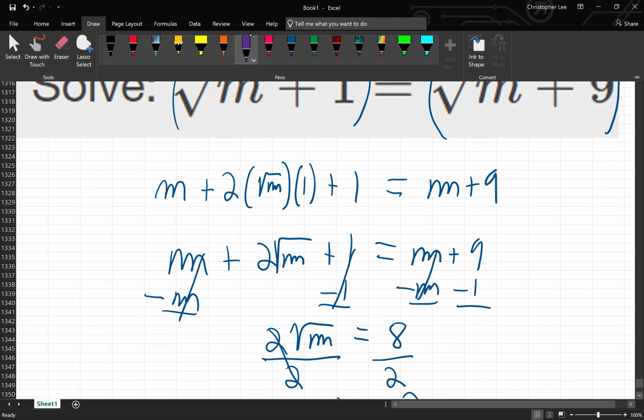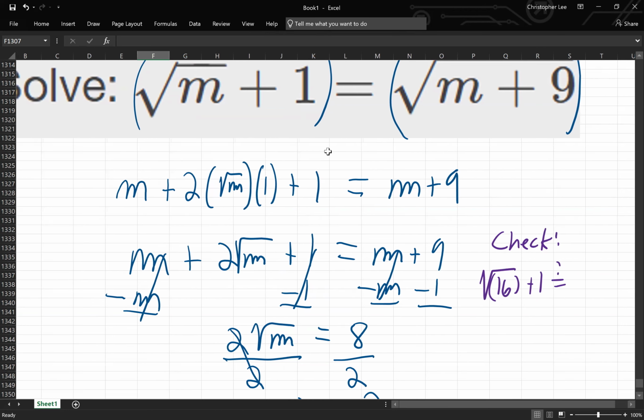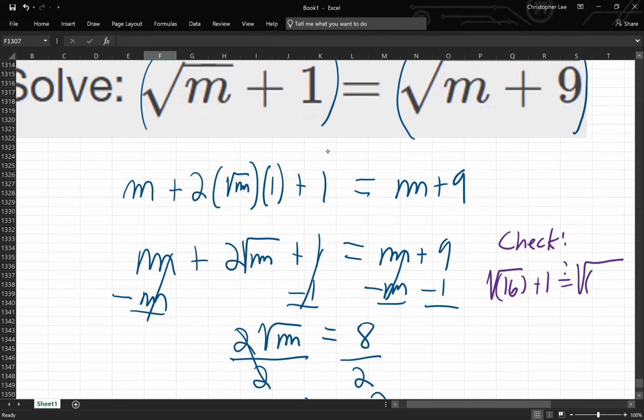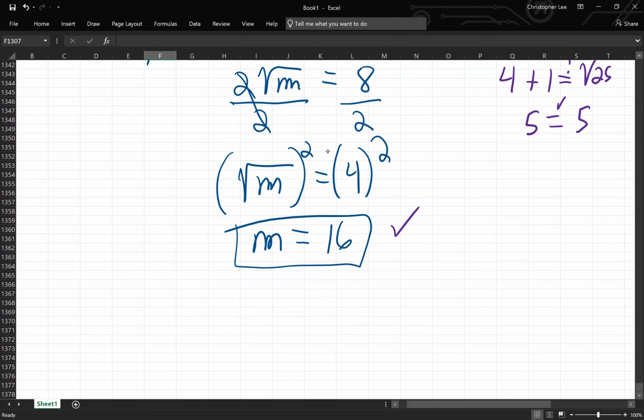All right? Let's check it. I want to know if the square root of 16 plus 1 equals the square root of 16 plus 9. Square root of 16 we know is 4 plus 1. Does that equal this side, right? So that's going to be square root 25. And in fact, 5 does equal 5. So we're good. This is our answer.